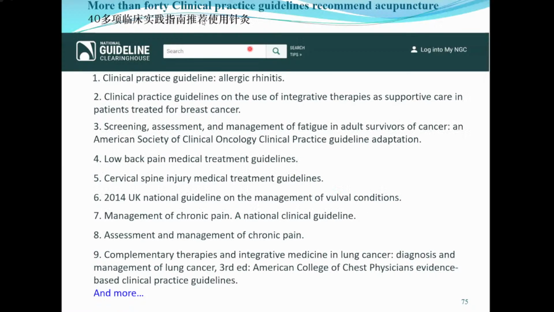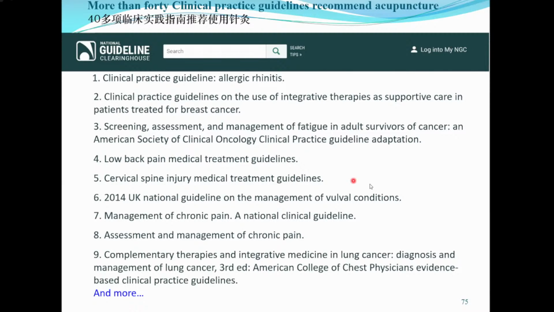So more and more clinical guidelines guide the physician for treatment. They have put out over 40 different guidelines, and the number changes from time to time. If there is more evidence, they add more guidelines supporting the use of acupuncture, for example for low back pain, neck pain, and for cancer disorders, breast cancer, and many others.